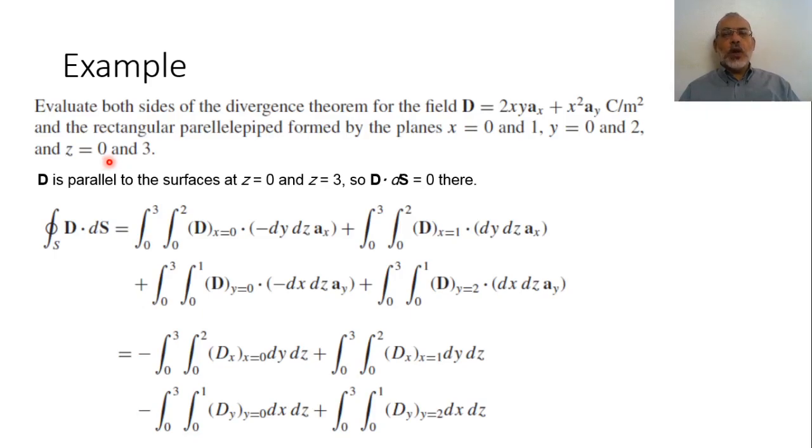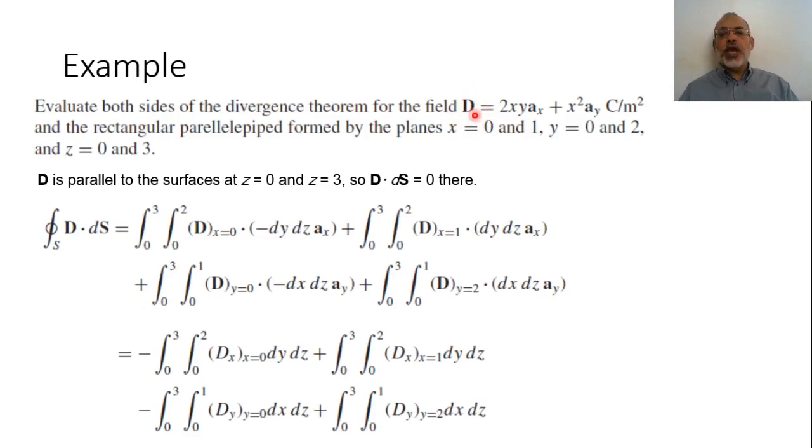So effectively it is required to calculate the integration of D dot dS over the closed surface of this volume. Then it is required to evaluate the integration of the divergence of D over this volume, and to prove that the integration over the closed surface of D dot dS equals the integration over the volume of divergence D dv. Okay, so we are going to start with the integration over the closed surface.